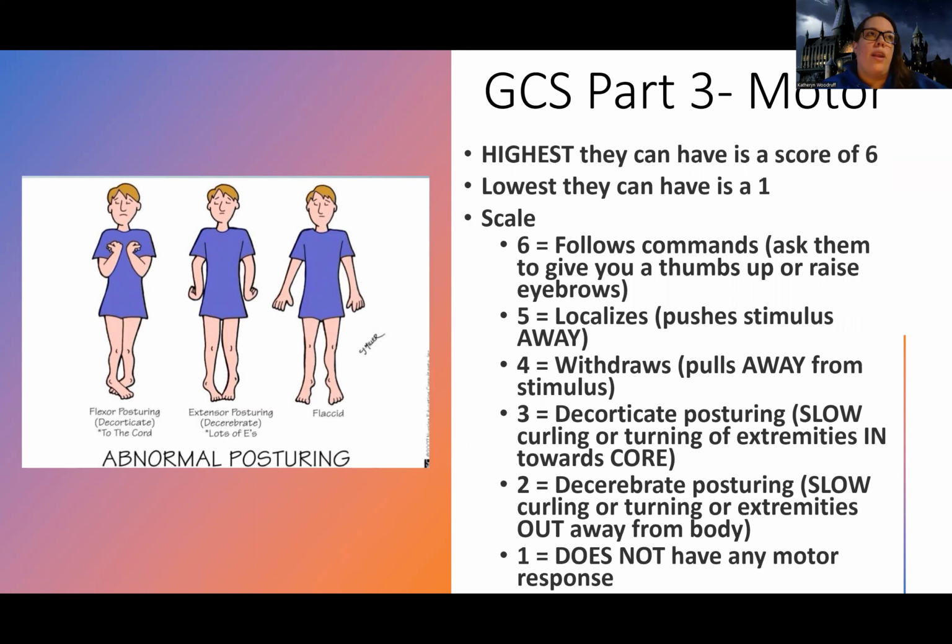I have a video that I'm obviously not going to show in this video, but I highly recommend watching, to see someone go through and do this, because it makes a lot more sense when you can actually visualize it. So for the motor, the highest they can score is a 6. Remember 4, 5, 6: eyes is 4, verbal is 5, motor is 6. The lowest they can have is a 1.